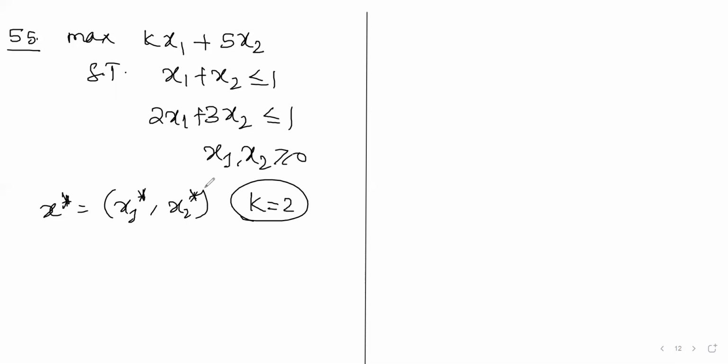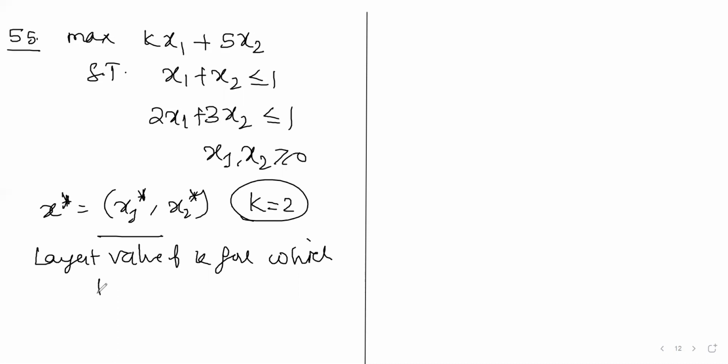Now this solution is optimal with k equal to 2. So what they want is the largest value of k for which the solution remains optimal.